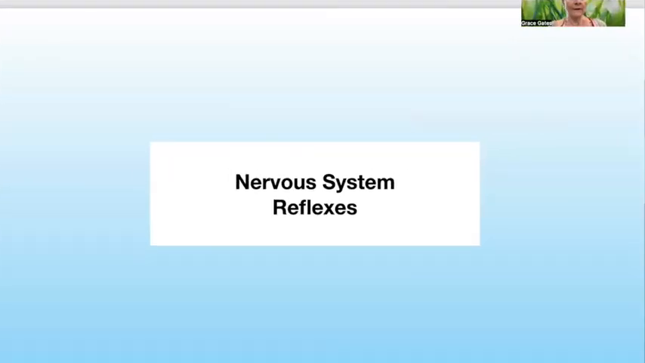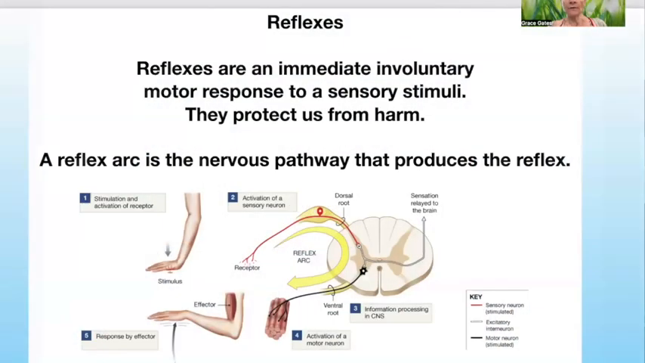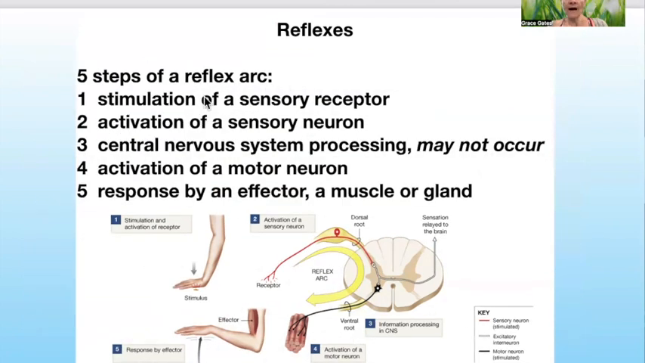Okay, so now a bit on reflexes. Reflexes are an immediate involuntary motor response to a sensory stimulus. They protect us from harm. The reflex arc is the nervous pathway that produces the reflex. And there are 5 steps of a reflex arc.